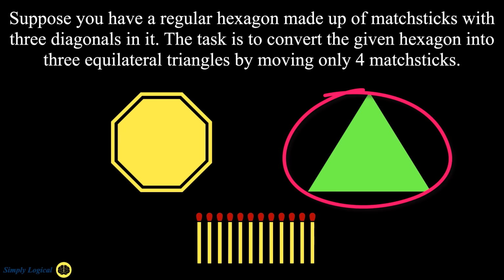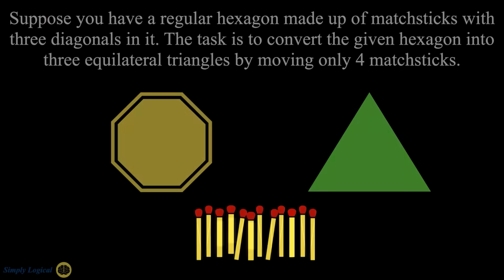An equilateral triangle is a triangle in which all 3 sides and angles are equal. All 3 internal angles of an equilateral triangle measure 60 degrees. Let's get into the puzzle now.